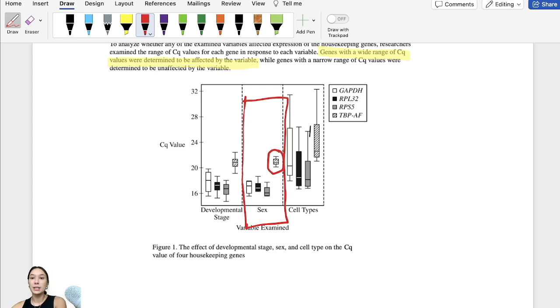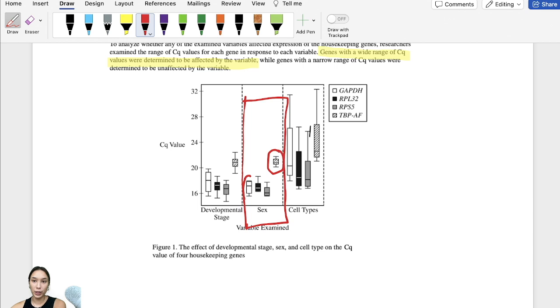So in this case, they're saying TBPAF would be the best control, and I would agree with that because TBPAF has the narrowest range of CQ value, or basically the smallest box. Okay? It doesn't matter that it's the highest one, meaning it has the lowest expression. It has the most consistent expression.